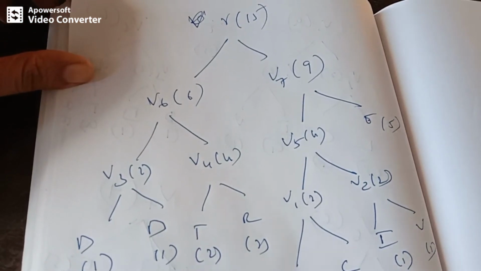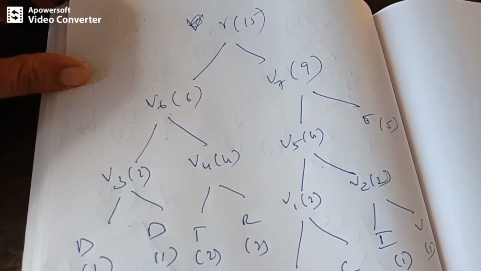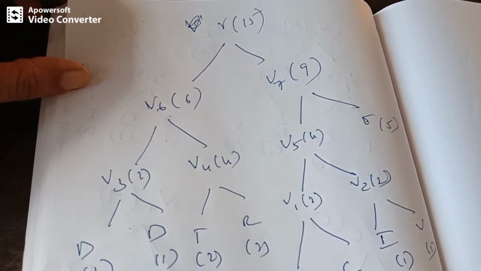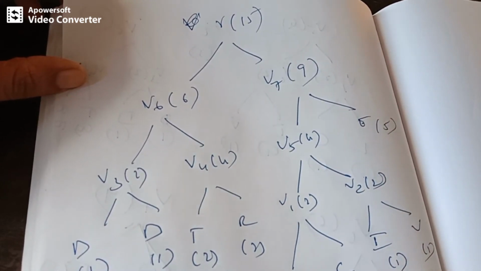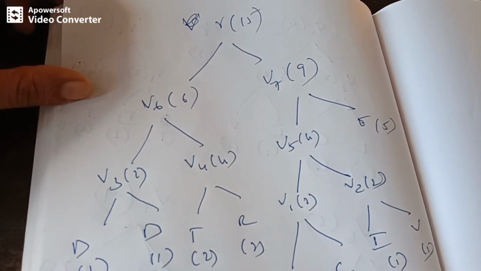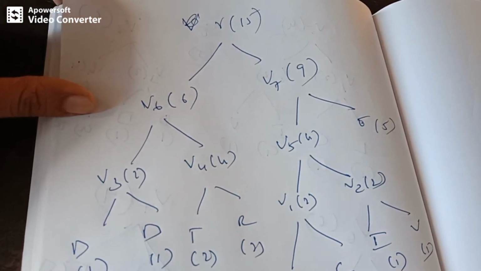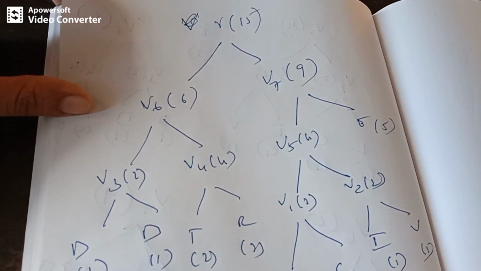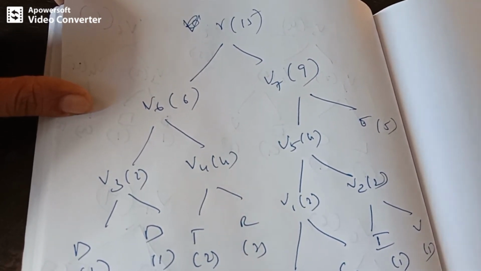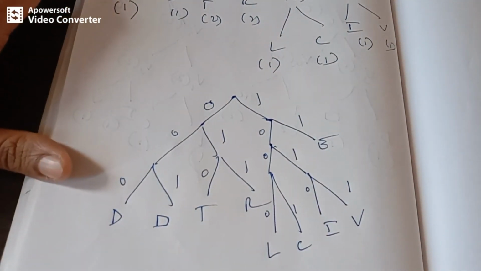Now let's write the optimal prefix tree. For this I am labeling zeros and ones to the left branches of the tree. So T, R, D and space. Okay, next we get E over here. 0, 1, 0, 1 and again 0, 1, I, V, L, C. Okay, so this is the optimal prefix tree.